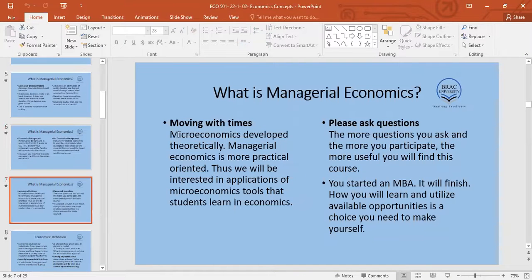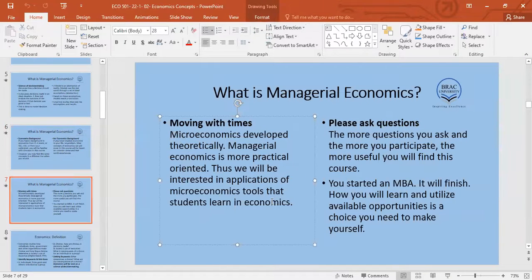Now, we've also mentioned that microeconomics developed theoretically first, and managerial economics, which started off as a formal course after the Second World War in American business schools, was actually an application of these microeconomics tools at the time. Over time, microeconomics has moved on, and so has managerial economics. Now, the more questions you ask and the more you participate, the more useful you'll find this course, and you might find them useful later on.